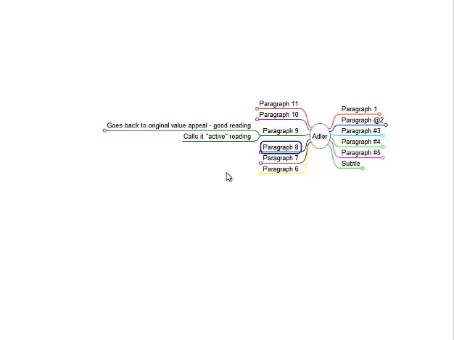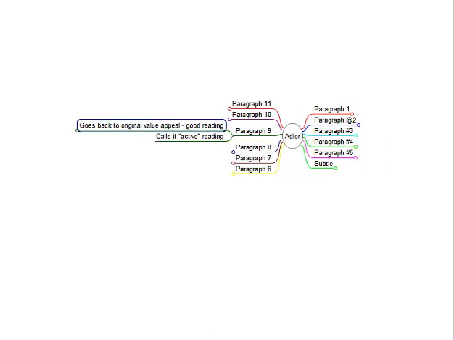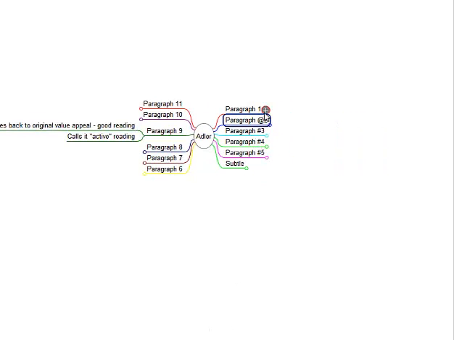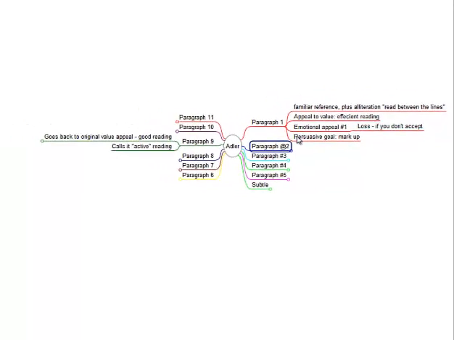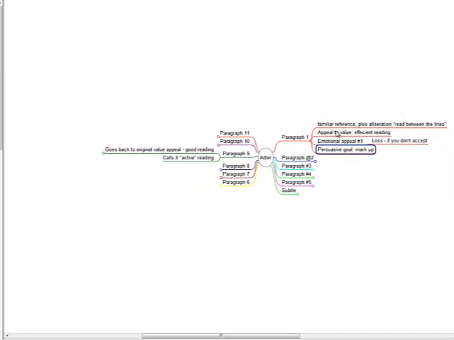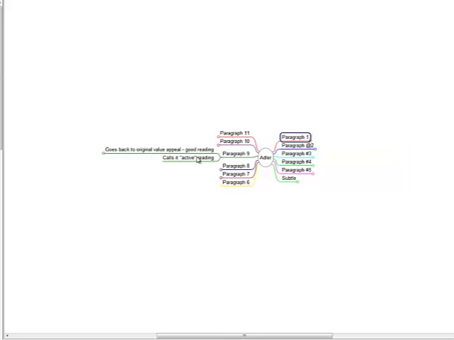All right, now he goes back to the original value. Remember that value? Efficient reading, good reading. That was over in the very first paragraph. He says he's going to appeal to a value, and that value is efficient reading. So he goes back over here in number 9 and reiterates good reading. And he shifts, though. Now he calls it active reading.